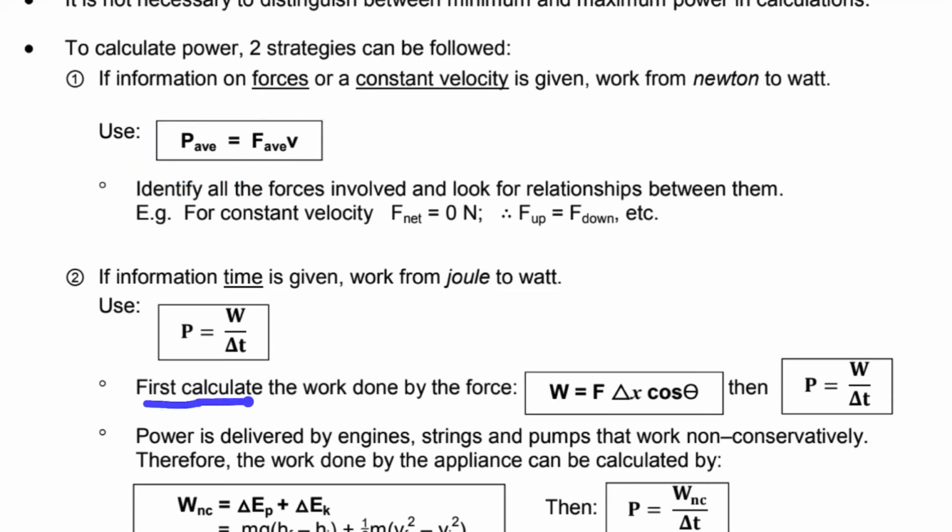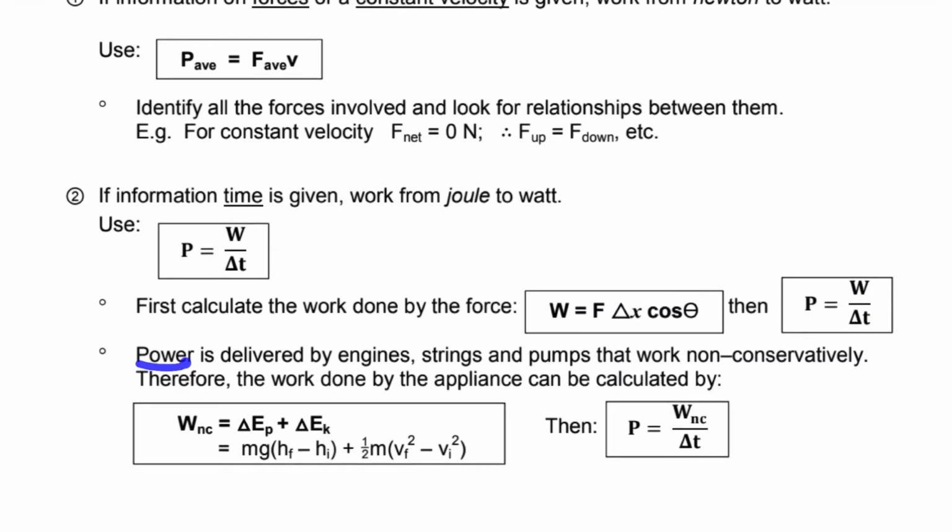Now, to calculate power, guys, you need to first calculate the work done, where the formula for work done is force times delta x times cos theta. Once you get the work, you substitute it there, and then you divide by the given time.